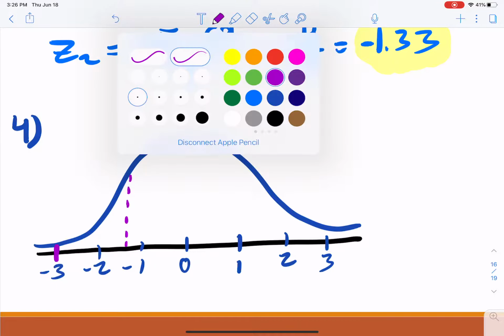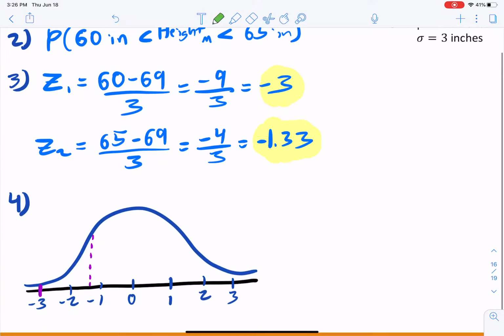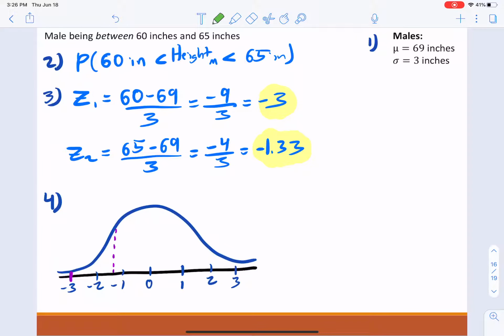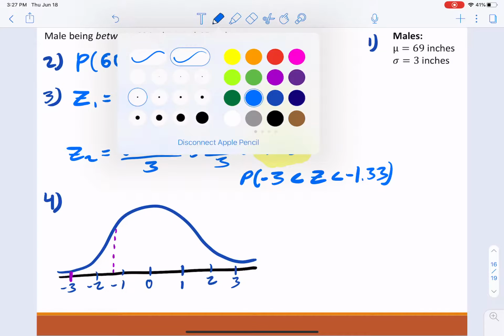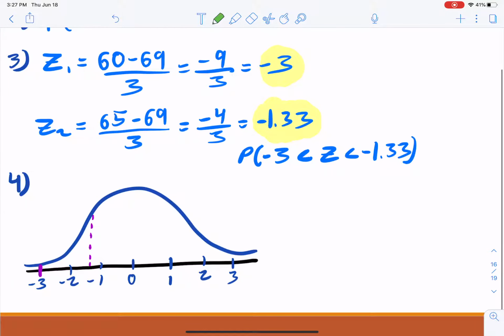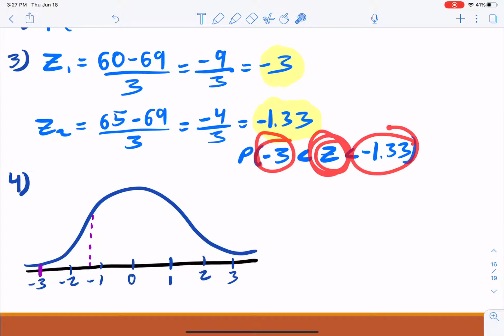And since the question is, what's the probability of selecting somebody? Oh, you know what I forgot? Sorry. Let me rewrite this as probability of z in between negative 3 and negative 1.33. Okay, so sorry. That is our new probability statement, right? When we're in the z world, okay? And then now, all we want to do, since our area of interest, z is in between negative 3 and negative 1.33, all we need to do is shade in this area.